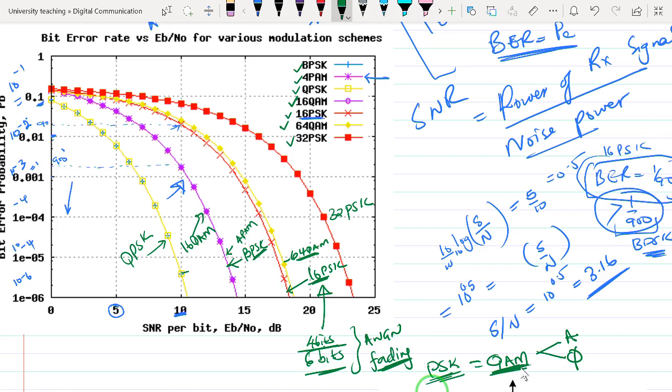So for that reason, we say that QAM is very efficient in terms of bandwidth utilization, and it experiences less bit error rate than PSK, but PSK is very useful when you are sending signals that are passing through amplitude variation, because PSK itself is not affected by amplitude variation.